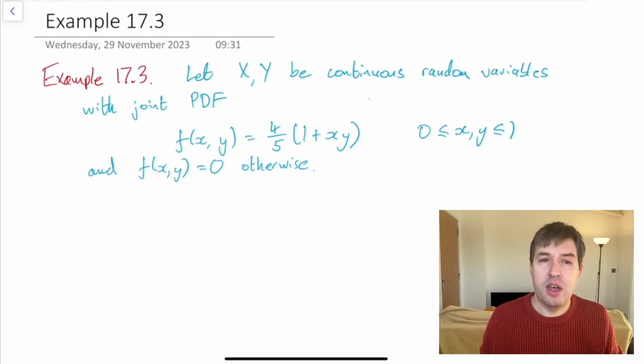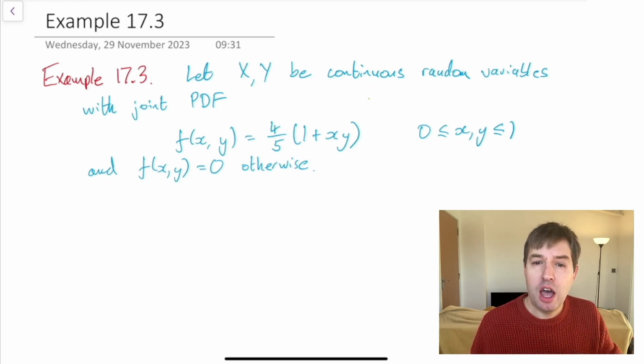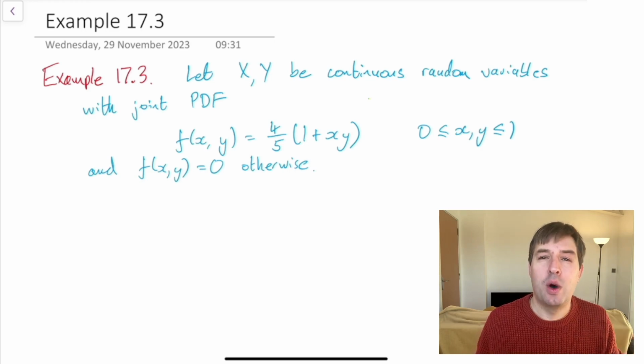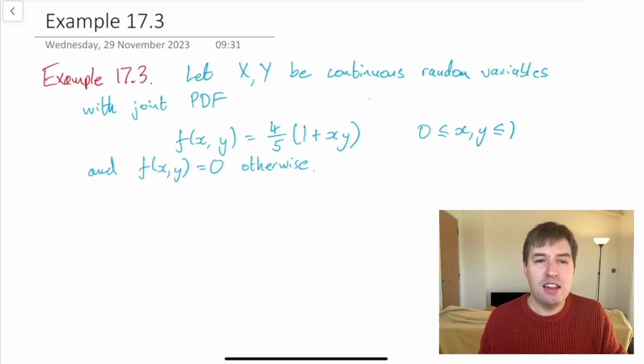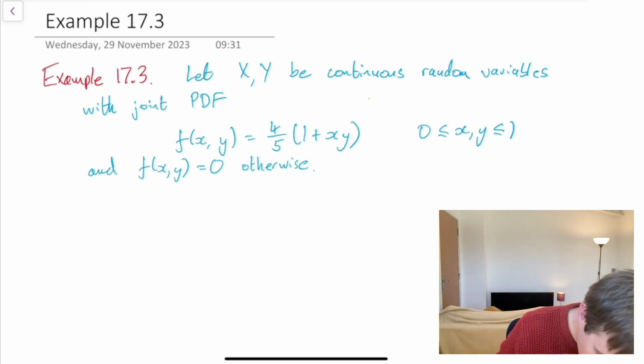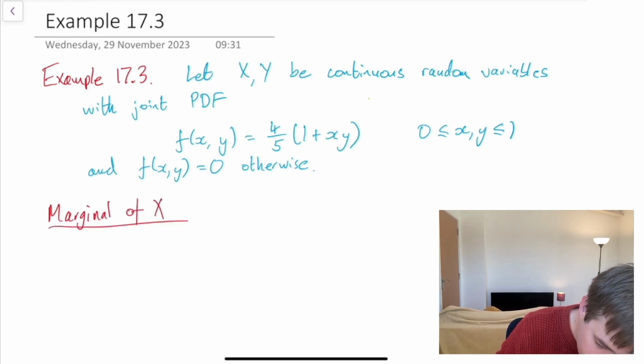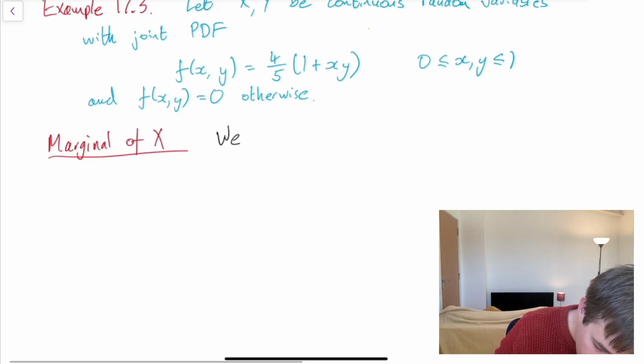So the first thing I'd like to do here is calculate the marginal distribution of x. Remember, to find a marginal distribution, we have to integrate out the y. In the same way as in discrete time, we would sum the probability mass function over y. We'd normally see that as summing down the columns or across the rows of a table. So here we need to integrate out y to get the marginal. So first one, marginal of x. So we need to integrate over y.